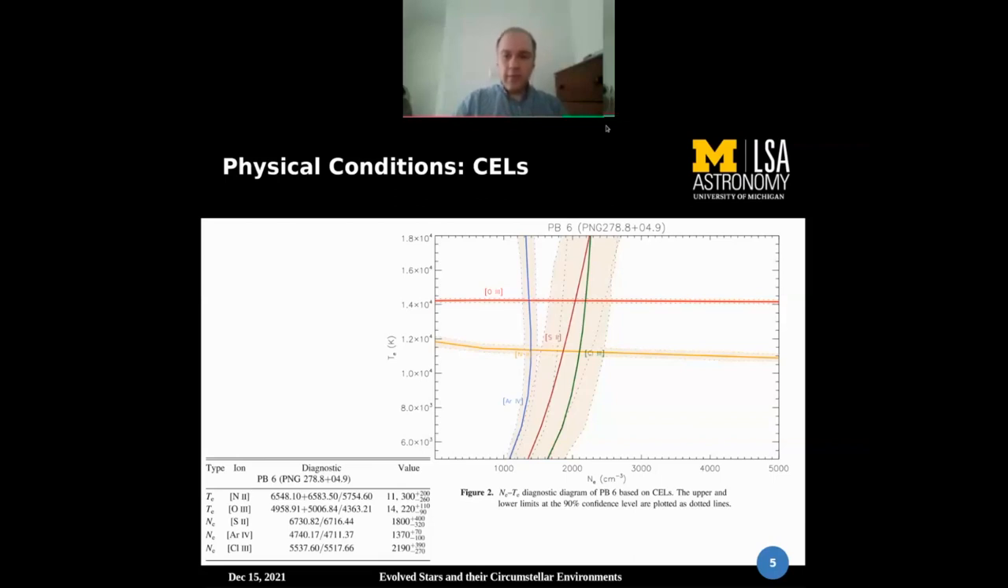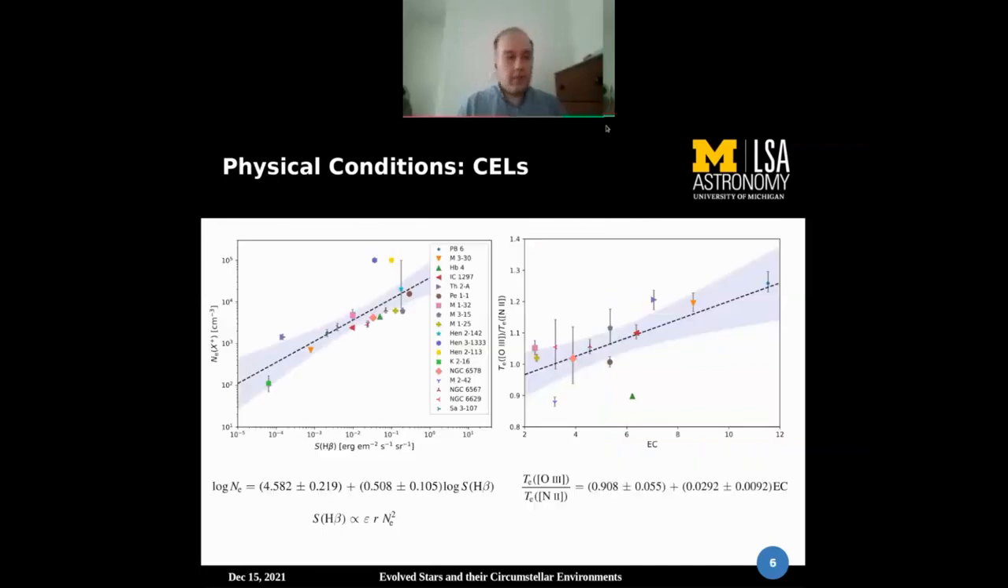And using the self-consistent method, an approach which includes an iterative way, I constrained the physical conditions, density and temperatures. And in these figures, you see the result of electron density obtained from singly ionized forbidden lines plotted versus the nebular H beta surface brightness, and the dashed lines show fits to these objects. And this is in agreement with theoretical predictions that surface brightness is related to density squared, and surface brightness declines with radius as the nebula expands and density drops.